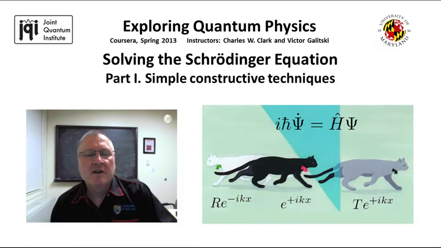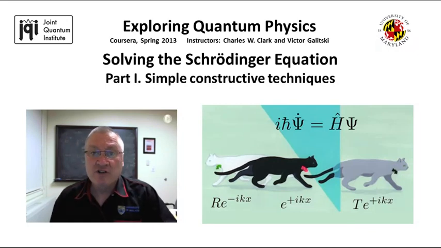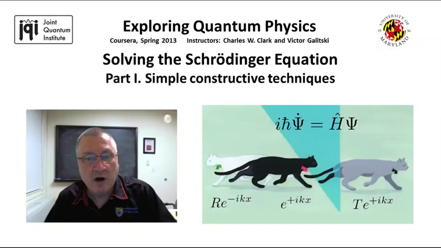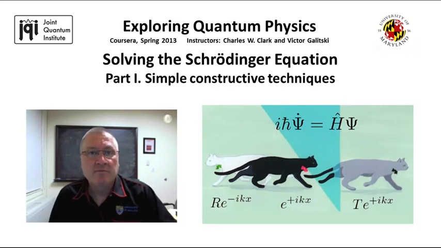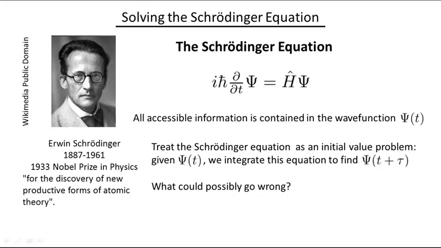I'm Charles Clark, and we're now going to start talking about how to solve the Schrodinger equation, what that means, how it's done in practice. And we're going to start with some simple constructive techniques to give you a few tools that you can use if you're stuck in solving a quantum mechanics problem. Sometimes a few of these simple tricks will help you see your way through, help you identify appropriate scaling relations, and the like. So let's proceed.